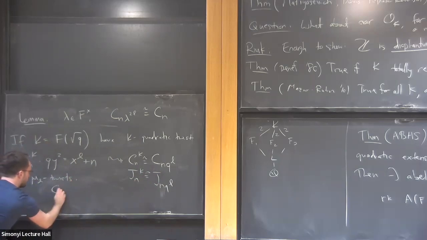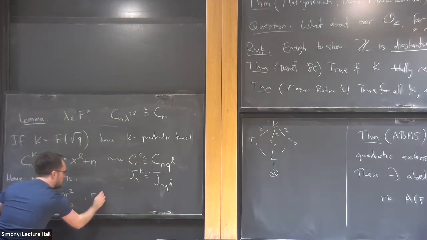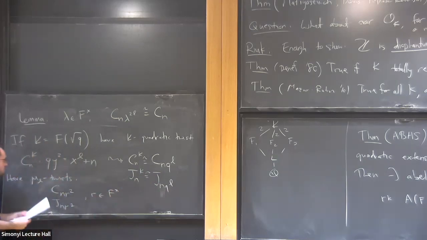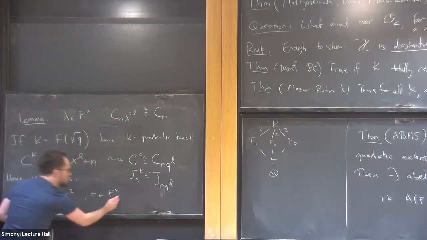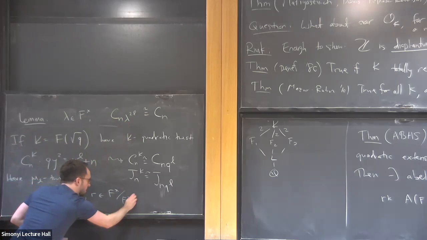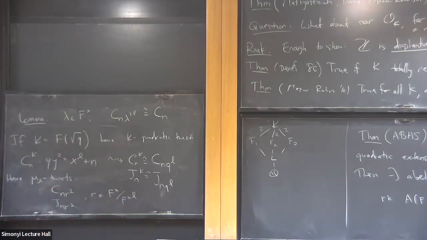Namely, I can look at curves of the form C_n^R squared and J_n^R squared for any parameter R. And these are mu-L twists. This is isomorphic to C_n over a cyclic Z mod LZ extension. Just from this, you see it. And so sometimes I'll think of this as living in F cross mod F cross to the L.